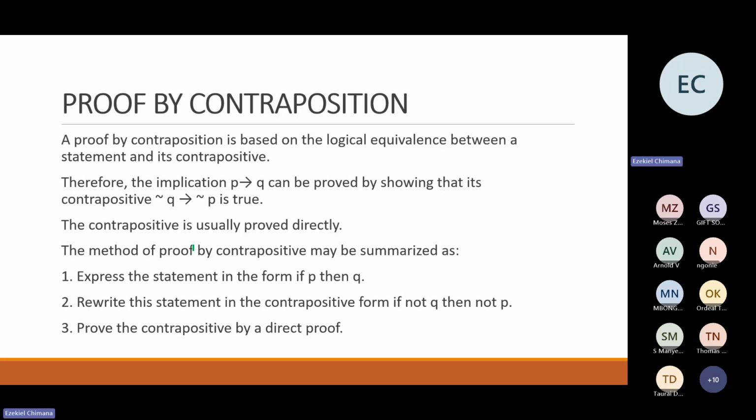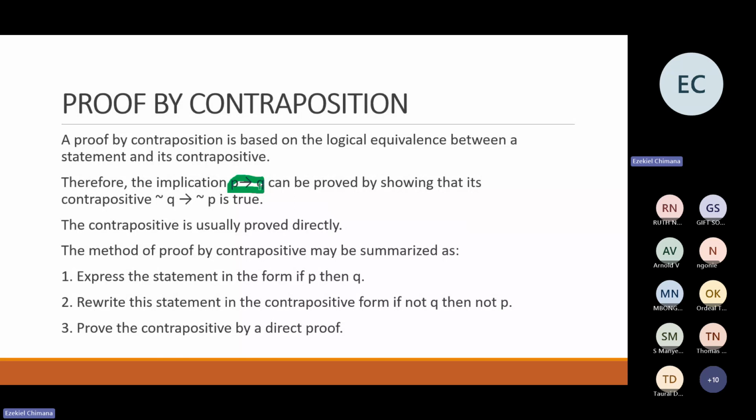Therefore, the implication P implies Q can be proved by showing that its contrapositive, the negation of Q implies the negation of P, is true. Like what we said in mathematical foundation, if you are given P implies Q, the contraposition of that statement is the negation of Q implies the negation of P. So you need to actually show that.